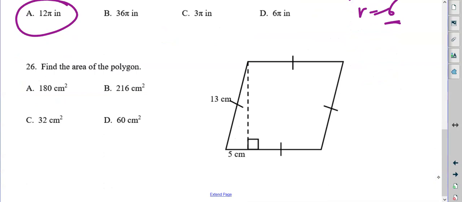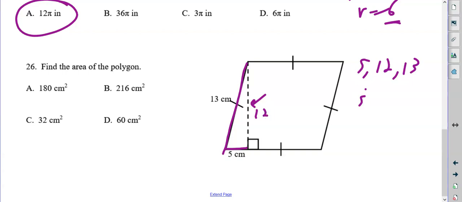Find the area of the polygon. Okay? So the area of the polygon is going to be length times width. Base times height, however you want to look at it. Okay? Now, this is 13 here. It's the hypotenuse. This is 5. We're trying to find B right here, the height. Now, if you recognize this as a Pythagorean triple of 5, 12, 13, you already know this is 12.